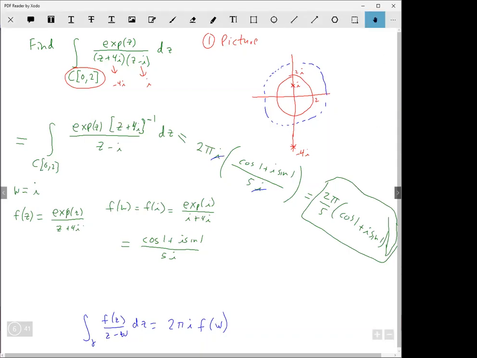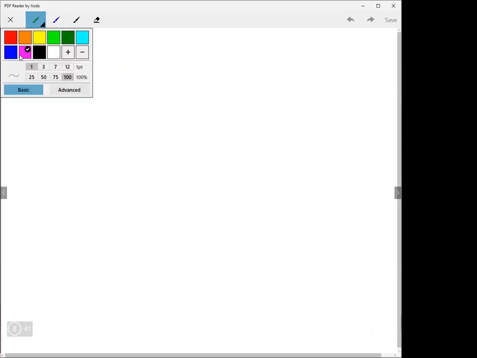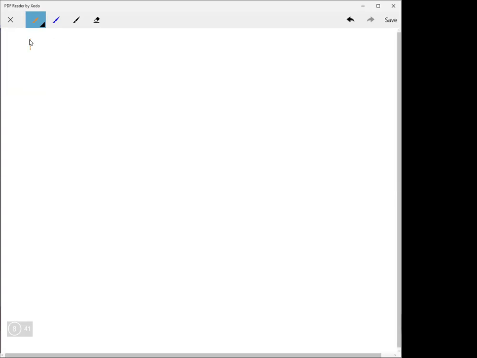Okay, one more quick example, and then we'll move on and talk about more things. Let's try orange. Okay, so find, is that orange or brown? Oh well. Okay, so it's going to be sine of z over z minus pi over 2 squared.